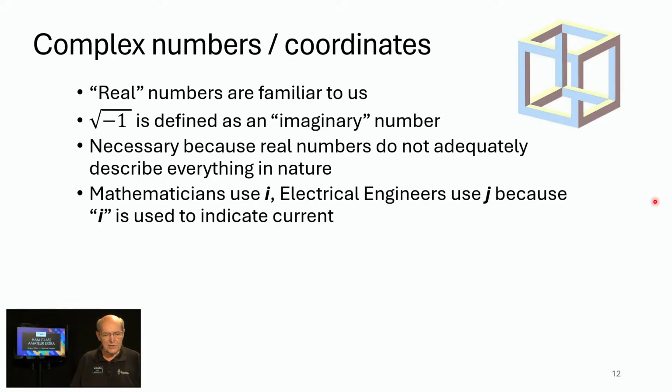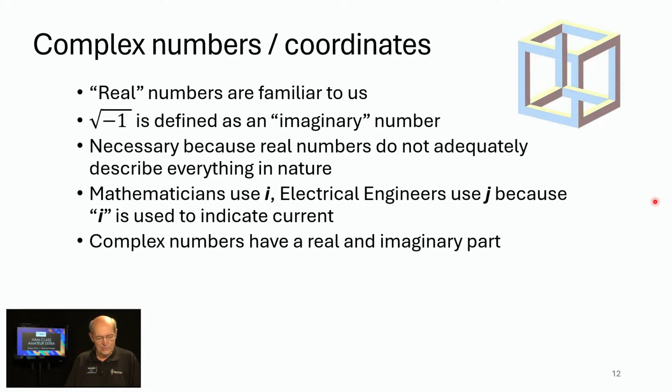Now, mathematicians use the symbol i, and you may recall that we have an i key on our calculator. Electrical engineers use j because i is used to indicate current. So any place that j shows up in our text or our discussion, when we go to solve a problem with a calculator, we'll use the i key.